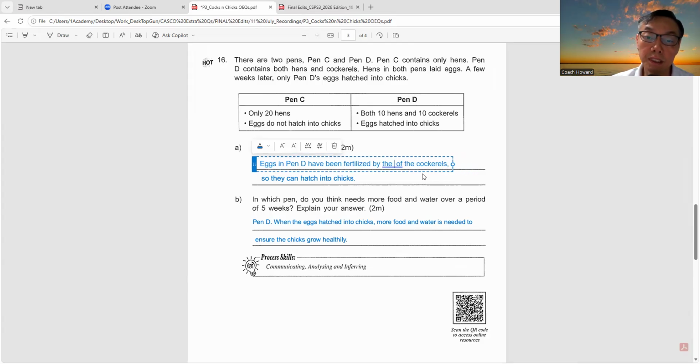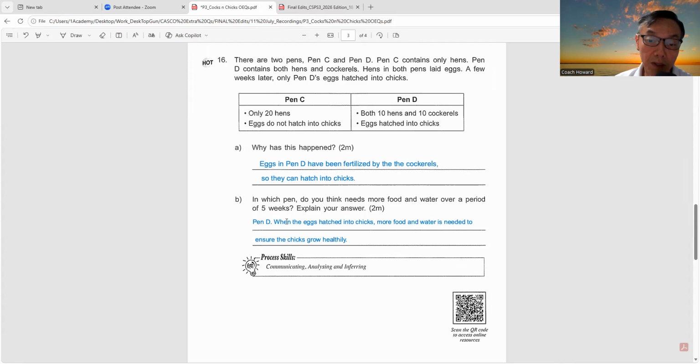As I mentioned here, the student needs to differentiate that the eggs in pen D have been fertilized by the cockerels, so they can be hatched into chicks. Whereas in pen C, there are no cockerels to fertilize the eggs. So definitely pen D for part B, right? The eggs which hatch into chicks will need more food and water because food and water are needed to ensure the chicks grow healthily. So that is the answer for part B.